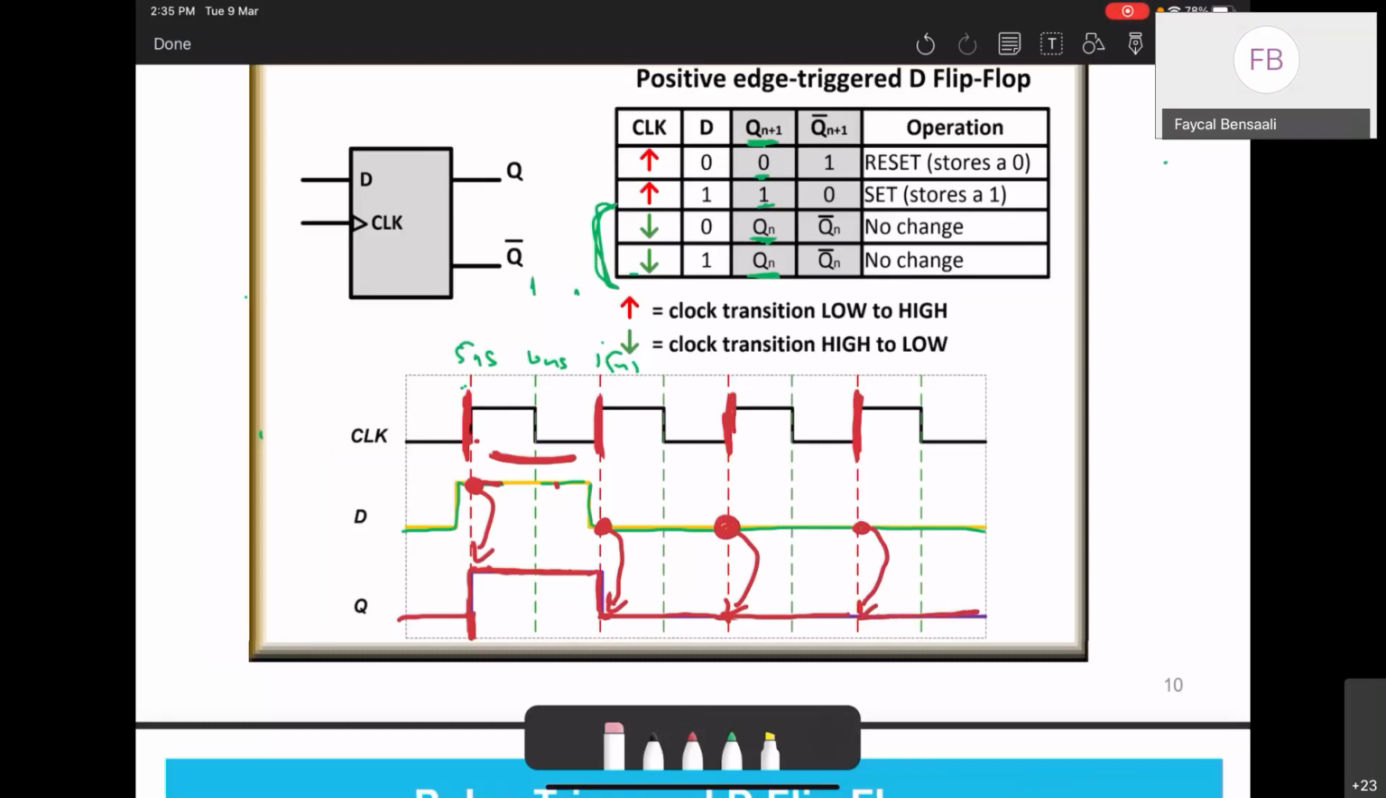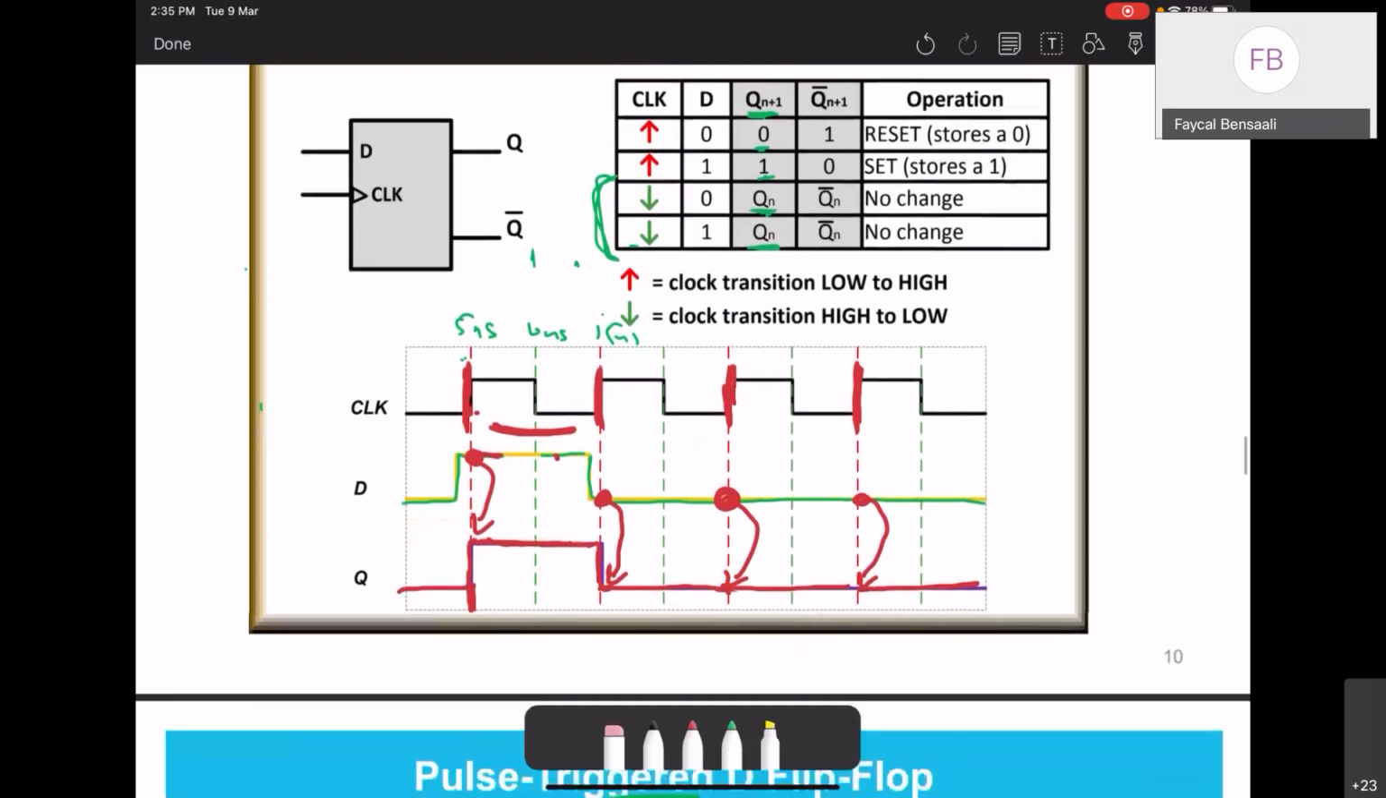This is what we mean by rising edges or falling edges. So we don't update the output unless we have a rising edge. If this was a falling edge flip-flop, we wouldn't update the output unless we have a falling edge. Pulse trigger is a different story, and this is what I'm going to cover next.